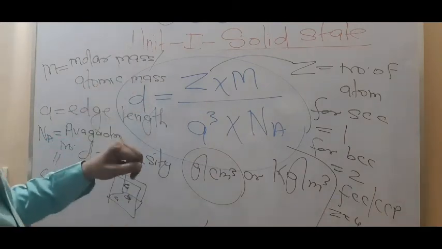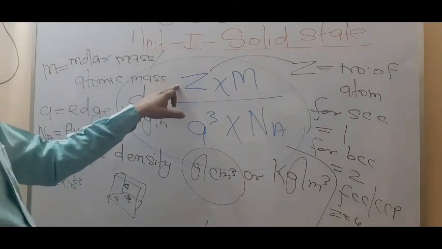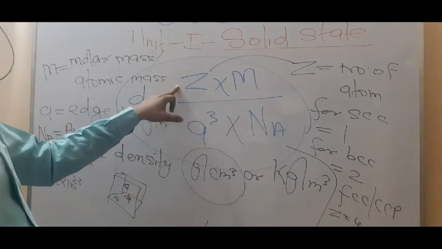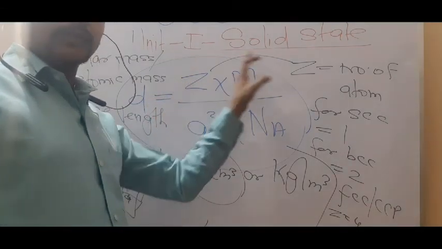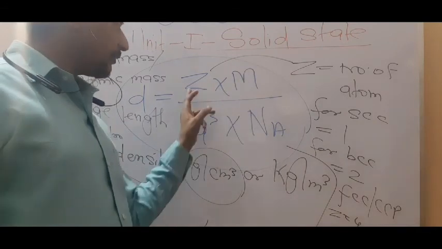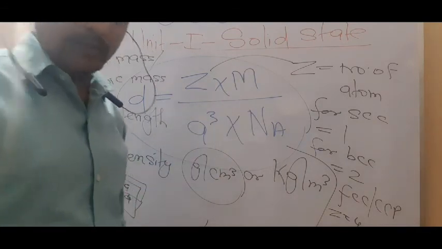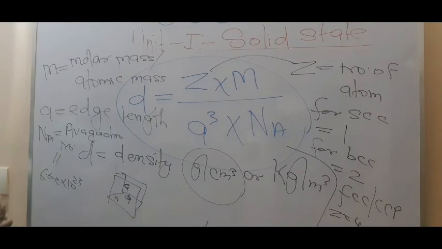So for Z, what you have to write? If your answer is nearly 2, the answer should be BCC. If the answer is nearly 1, you write SCC. If the answer is nearly 4, you can write FCC. Are you getting this point or not?